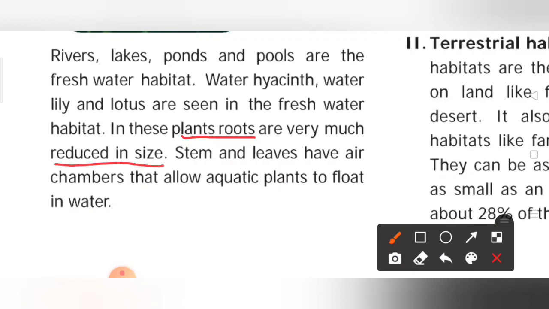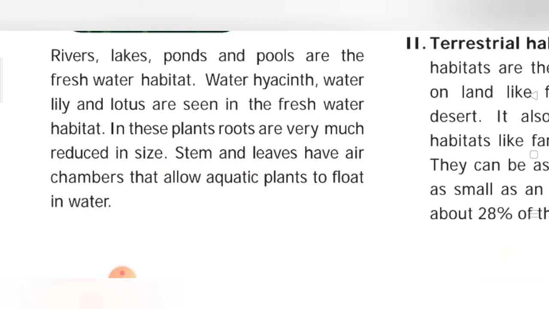And these stems and leaves have air chambers in them. For what reason? Because they allow the aquatic plants to float in the water. Air chambers means some spaces. Air will be occupied in those spaces, and because of these air bags, the aquatic plants are able to float in the water. Do you understand, children? So this is about freshwater habitat. Is it clear, children?